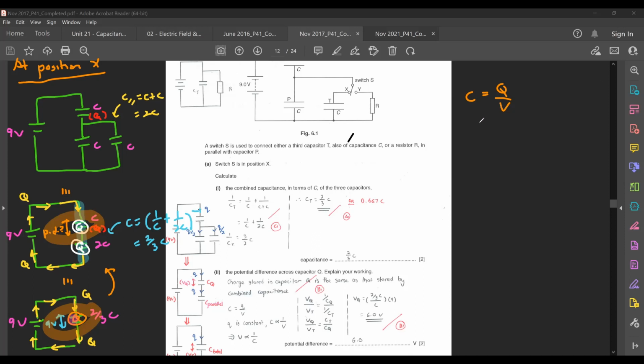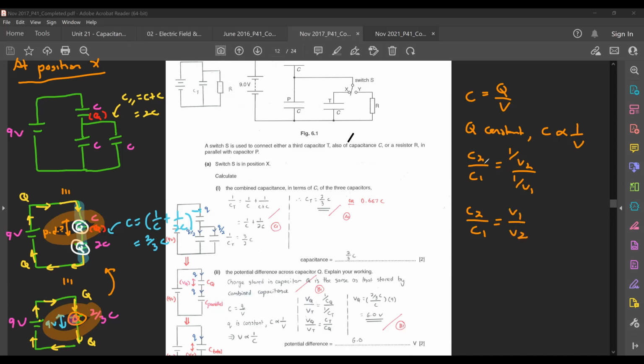Okay, so right now I can say something like this: Q is constant for both capacitors, such that C is inversely proportional to V. So right now I can say that C2 to C1 is 1 over V2 to 1 over V1, giving me C2 to C1 is V1 to V2, right?